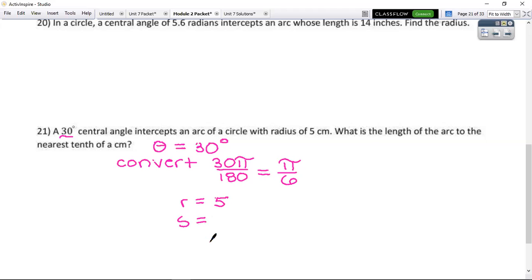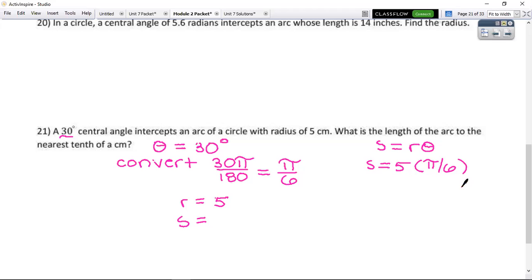So now you can advance to the formula and sub in what you have here. So S is equal to 5 times pi over 6. And nearest tenth means you guys can go right to your calculators and type that in and round accordingly. So I have 5 times pi over 6.